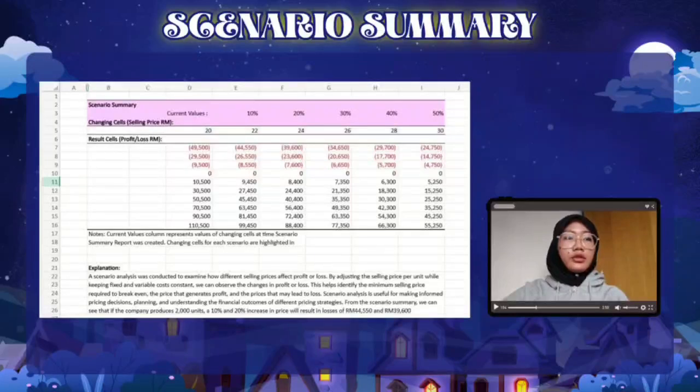As the selling price continues to increase to 30% and above, the losses become smaller and eventually reach the break-even point where total revenue equals total costs. Beyond this point, the company starts to generate positive profits, particularly at higher levels of production. This shows a clear relationship between higher selling price and improved profitability.